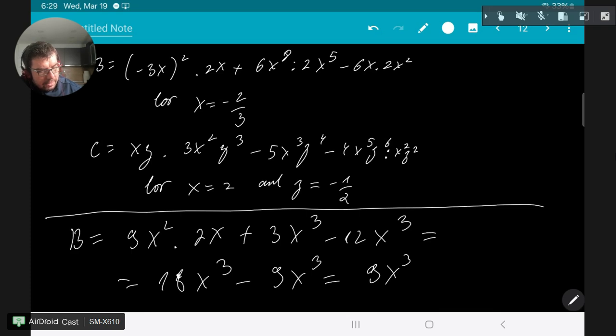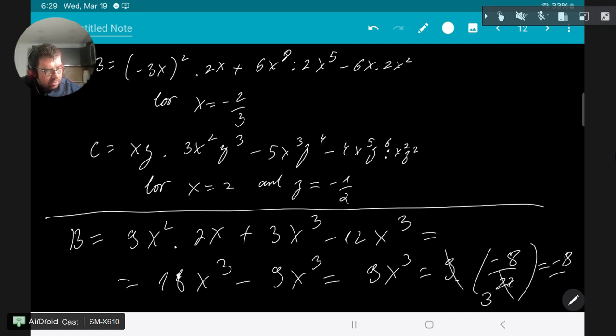And if x is equal to minus 2/3, this is going to be 9 times minus 2/3 to the power of 3. This is minus 8 over 27. Cancel the 9 with the 27, I'm left with 3. Minus 8 over 3. Okay, and this should be my answer here.